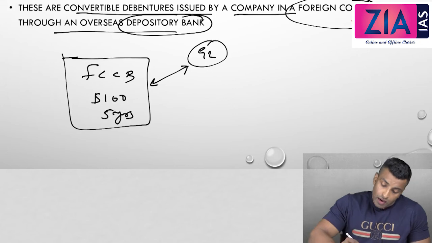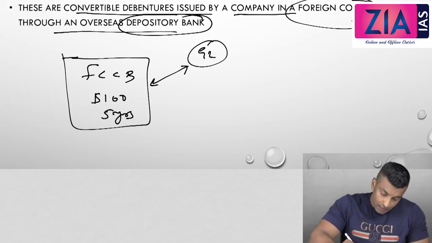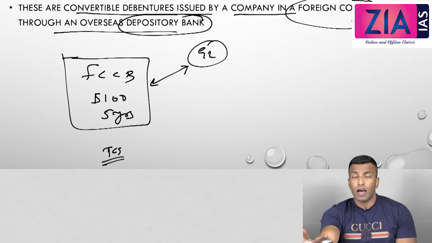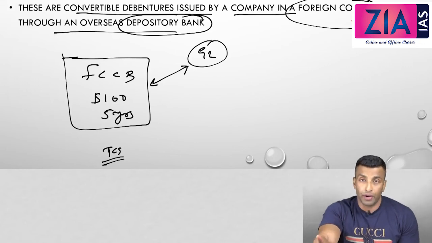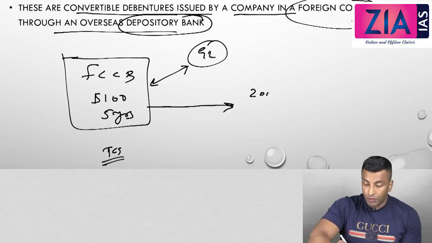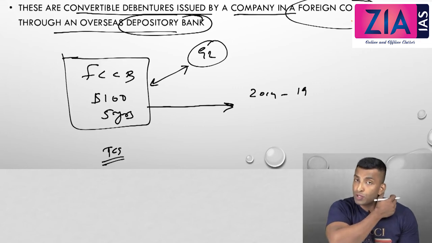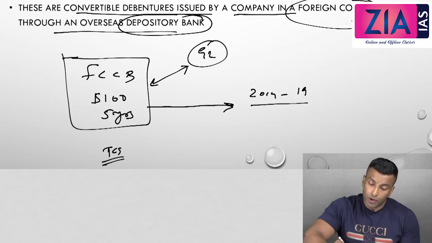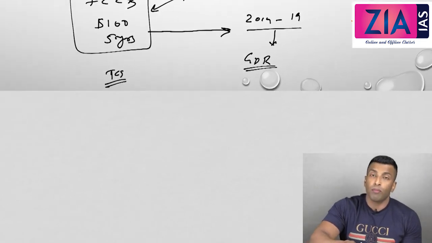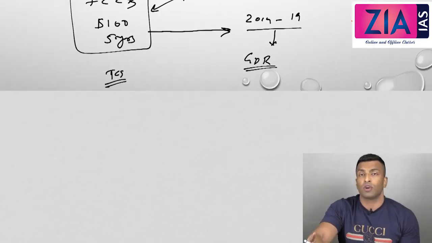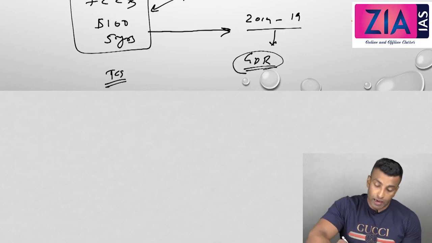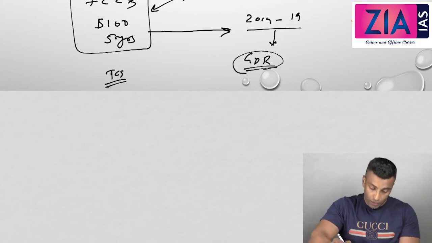Okay, now the company is actually promising, let's suppose this is TCS. The company is promising after 5 years I'll be paying you $100. Now suppose this is from 2014 to 19. So in 19 the company is supposed to pay $100. Now if the foreigner sees that the company is doing good, the foreigner can convert this into GDR. Okay, and it can be bought and sold in the stock exchange. It is almost like a share.